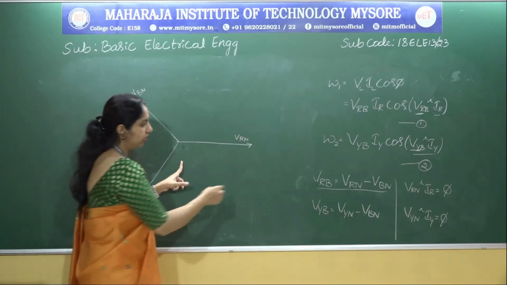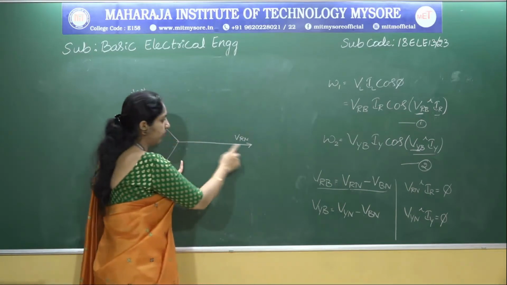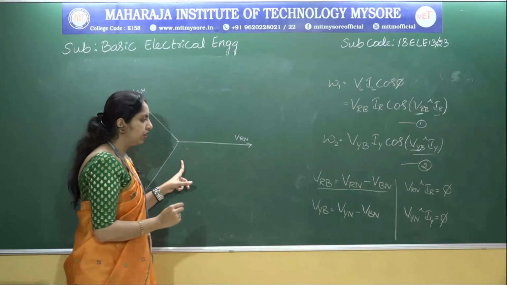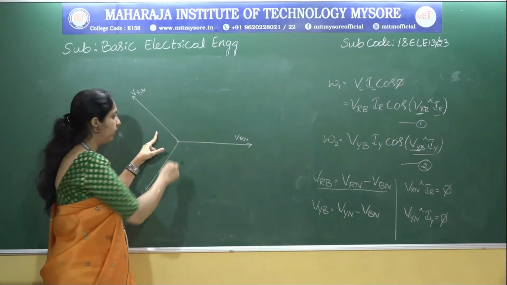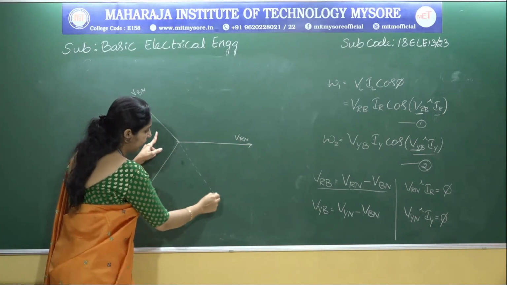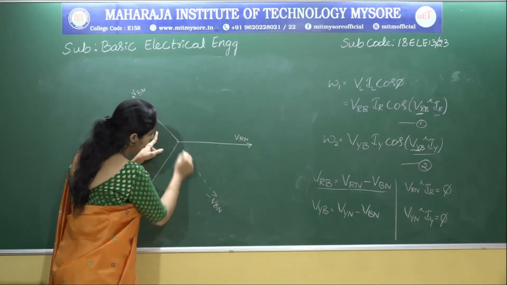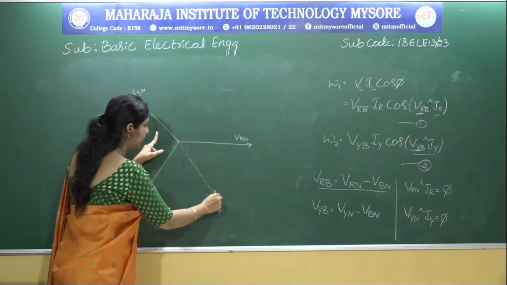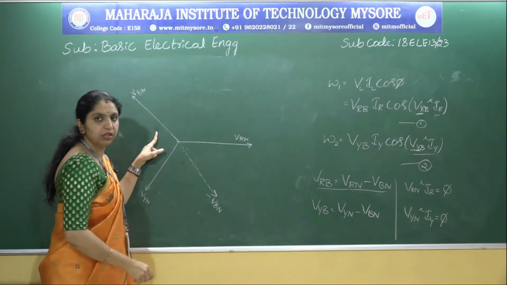Now let's see the first equation. We have VRN over here, and we have minus VBN. So this is VBN, and where we need minus VBN, we project this line in the opposite direction so that we get minus VBN. So look at this, this is VBN and minus VBN, isn't it?